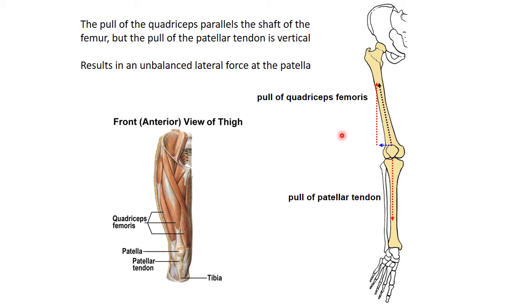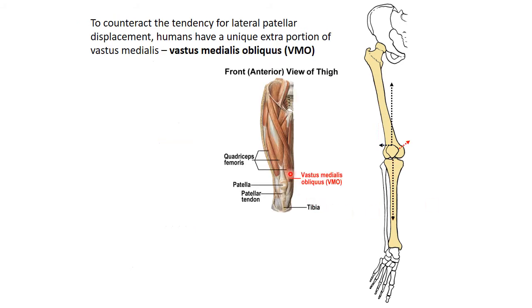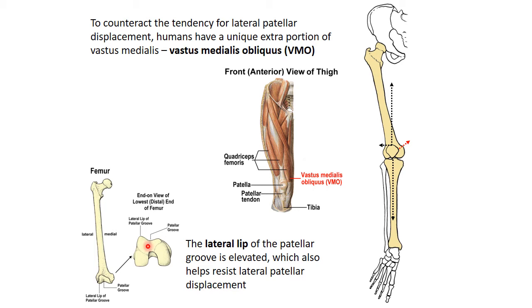So to prevent that, we have two mechanisms in place as humans, and those are as follows. A separate muscle unique to humans called the VMO, the vastus medialis obliquus, and that is just pulling in the medial superior direction, part of the quadriceps almost, to keep that patella in place. And we have a lateral lip of the patellar groove in the distal articulation of the femur that is just a bit bigger than the medial groove, which helps keep that patella in place and doesn't allow it to displace laterally. It's called the lateral lip of the patellar groove in the femur.